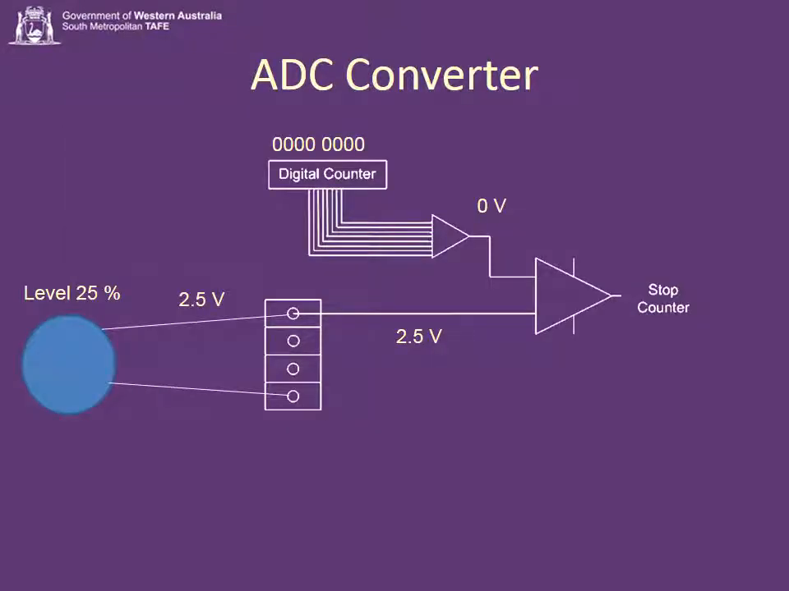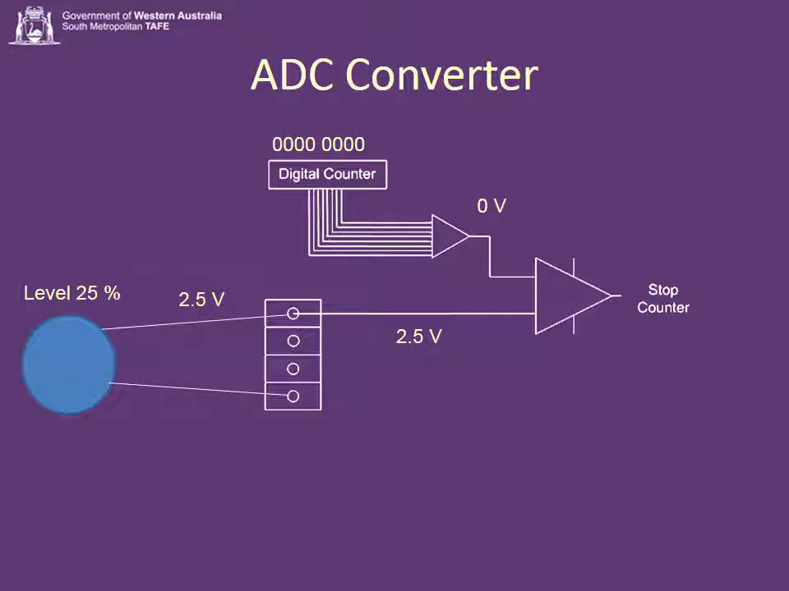I've connected up my ADC to a tank level. This tank at the moment is at 25%. So 0 to 10 volts, 25%, it's outputting 2.5 volts. My ADC, which has got a DAC attached to it, the DAC part of it has got 0 in the counter. So 0 in, 0 volts coming out of it. So the comparator, the stop counter one, is saying, well, they're different.